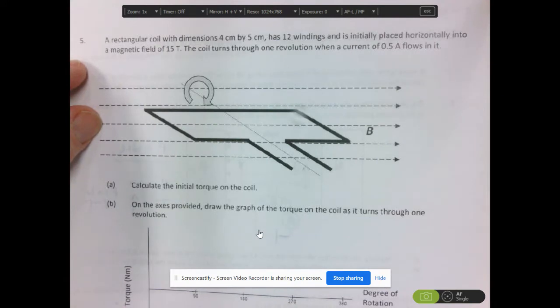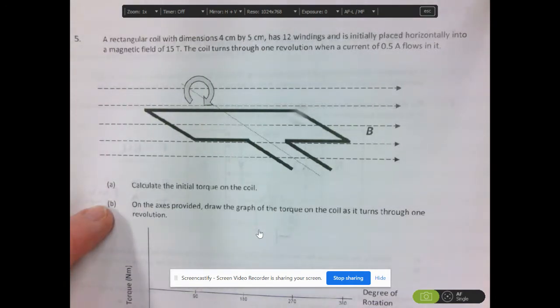It's a rectangular coil with dimensions 5 times 4, 12 windings, magnetic field 15 Tesla, and it goes through 1 revolution when a current of 0.5 amps flows in it. And we're going to calculate the initial torque on the coil. So this is a basic, very straightforward question.